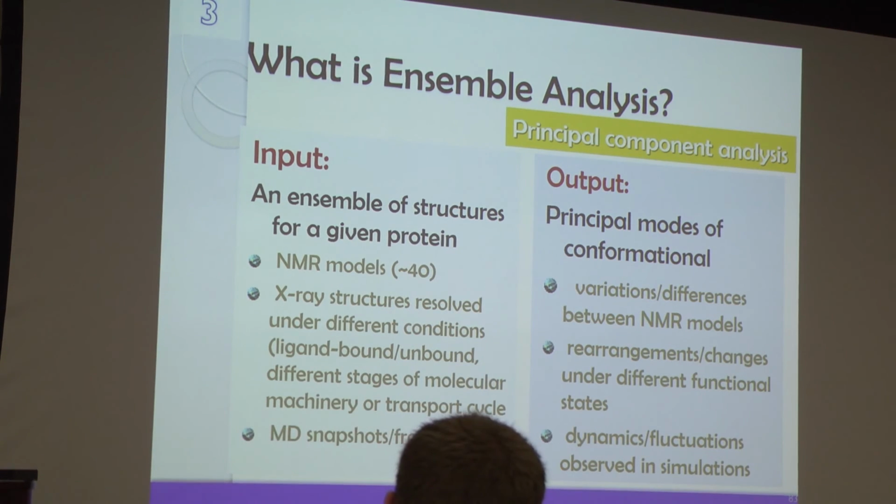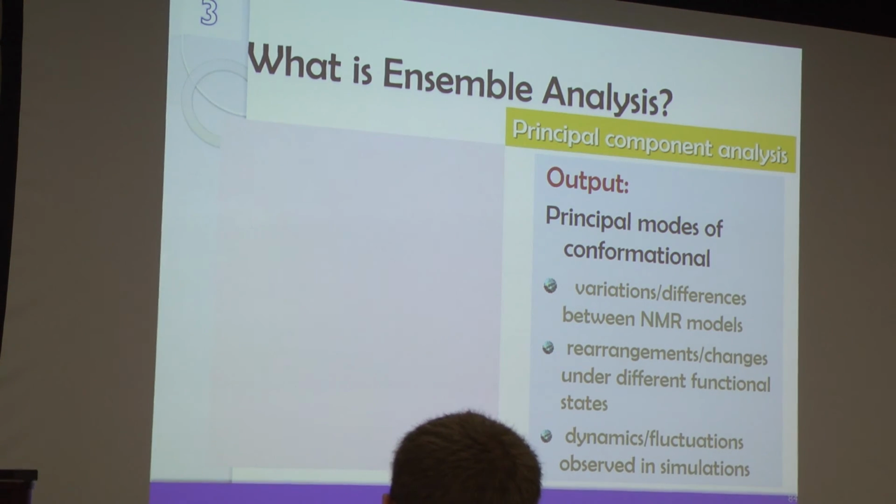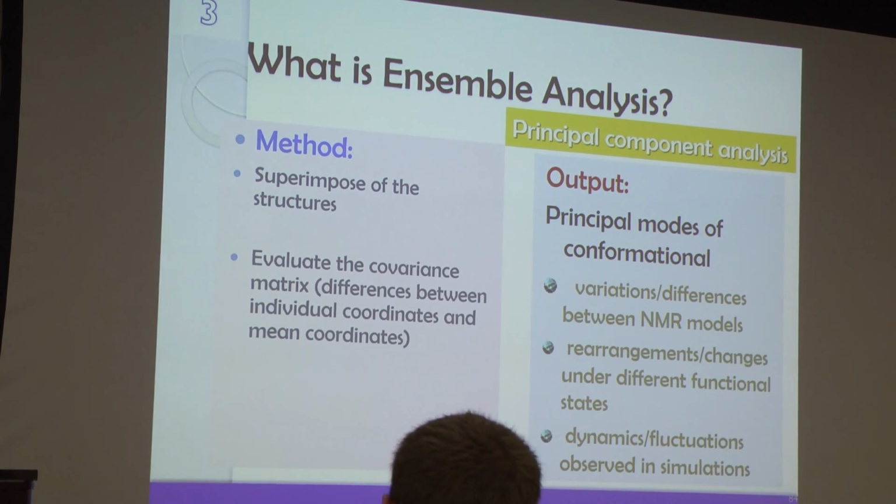This is called principal component analysis. The principal modes of motions that you obtain from principal component analysis are equivalent to the ANM modes of motions that we obtain from our connectivity matrix or Hessian. Okay. So the method is you superimpose structures. Prodi does that for you. Jihan is going to show that.